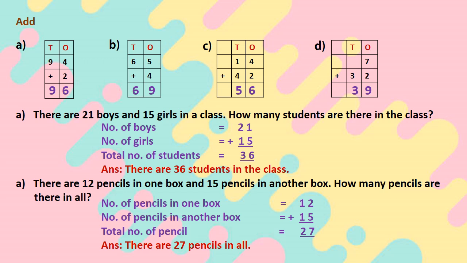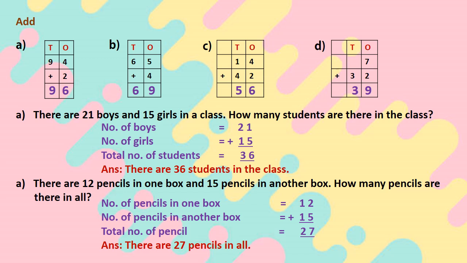So here are your answers. In the first one, you have to add. So 94 plus 2 is 96. Like I always tell you, you will have to first add the ones column and then move on to the tens column. In the next one, 65 plus 4 is equal to 69. 40 plus 42 is 56. And 7 plus 32 is equal to 39.